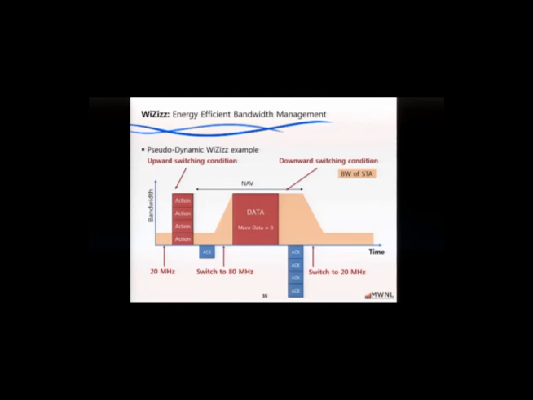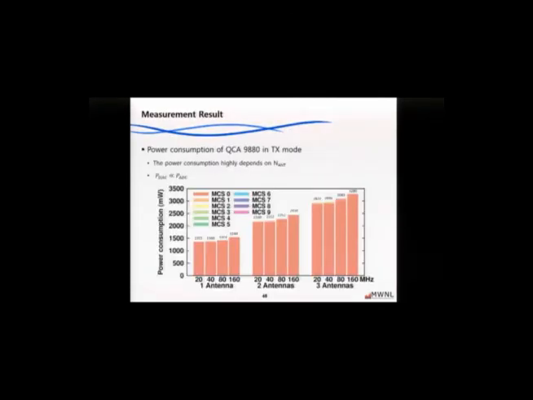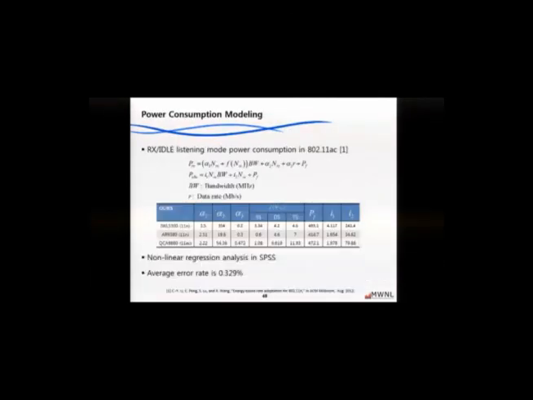Well, the next one is we implemented dynamic WiZizz in NS3. With NS3, we could do two things. One is, again, we could implement dynamic WiZizz. The other is we could test 160 megahertz operation. Commercial devices supported only 80 megahertz, while 11ac defines up to 160. So 160 megahertz operation was simulated with 11ac.